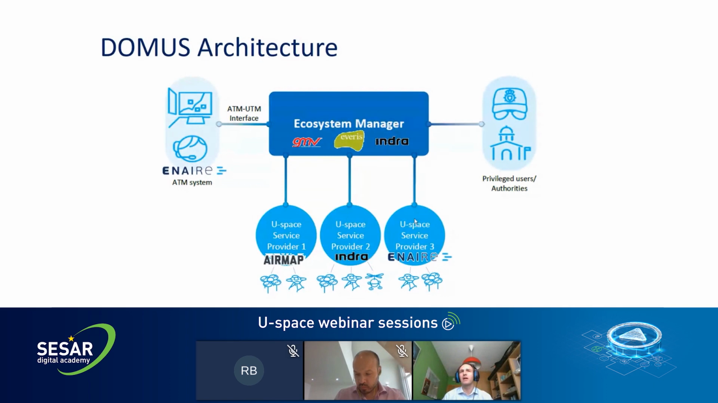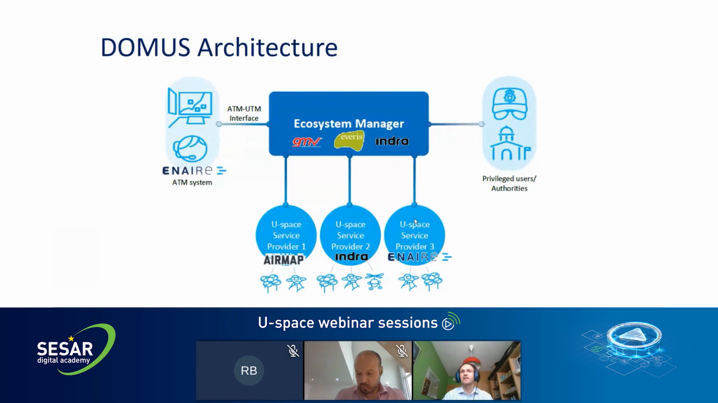Below the ecosystem manager, we have a federated approach, where each USpace service provider is the interface between the drone operator and the ecosystem manager. Each drone operator connects to a USP, or USpace service provider, to receive USpace services.